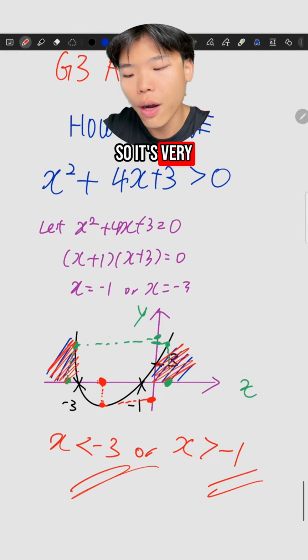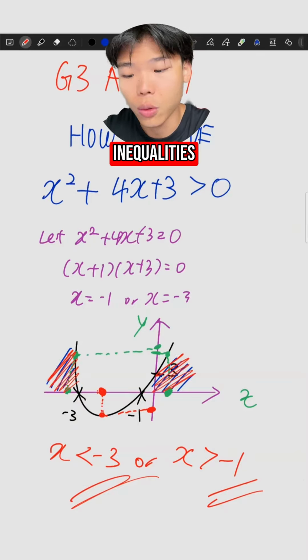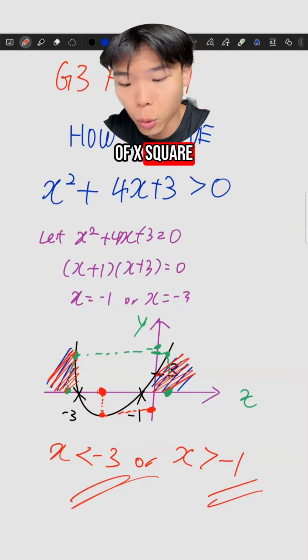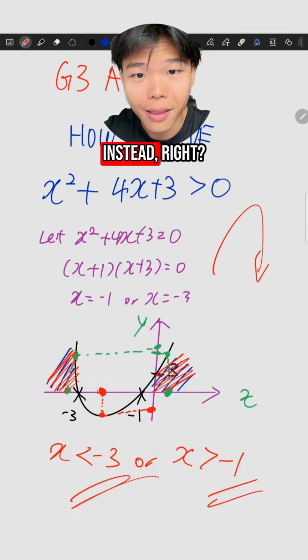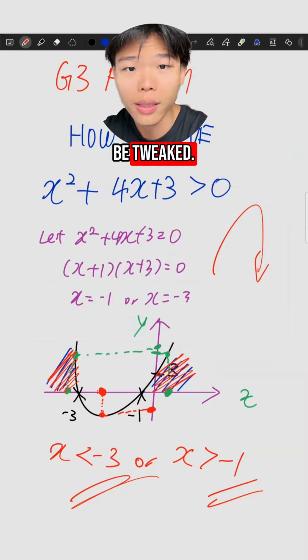So it's very important that you build intuition and really an understanding of what quadratic inequalities are, because the whole question can change if I just change the coefficient of x squared to make it a downward sloping graph instead, right? So exam questions can be tweaked to test you on this concept in multiple different ways.